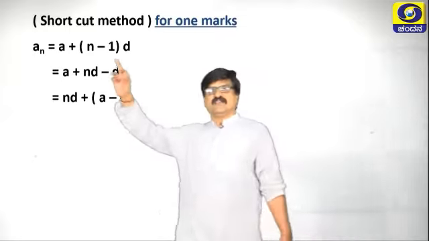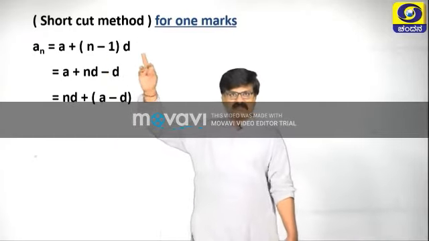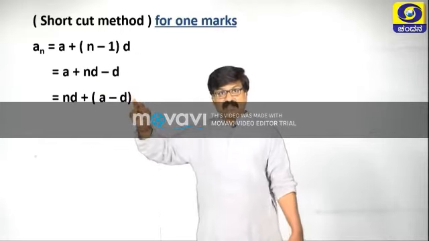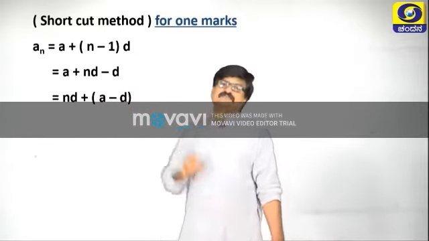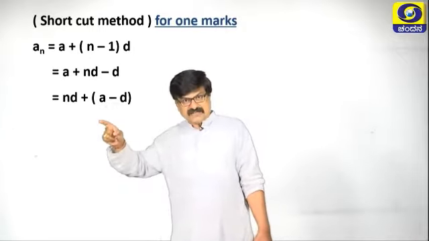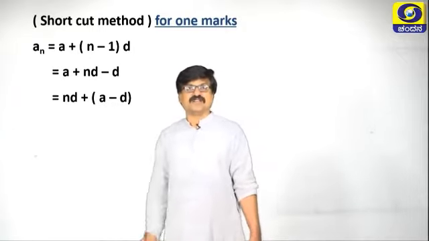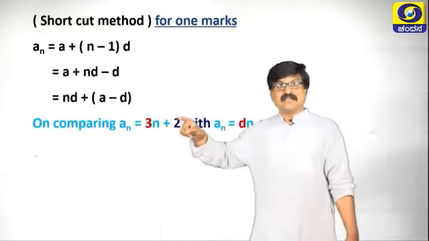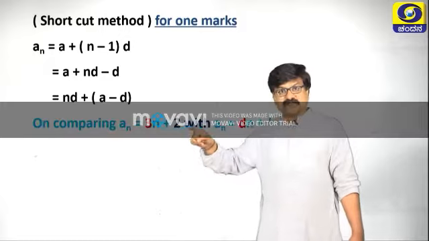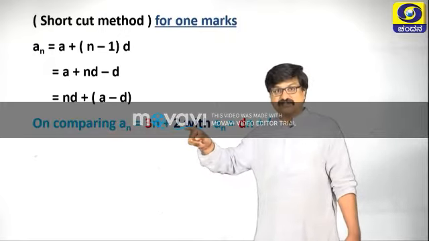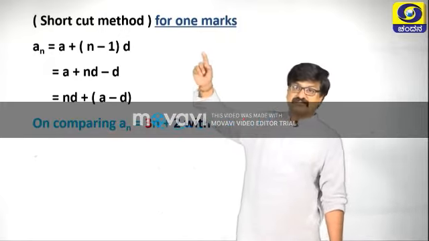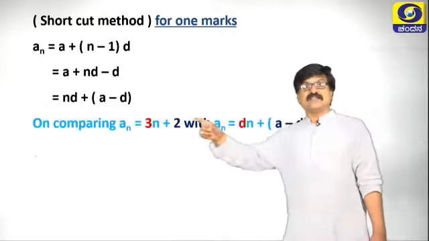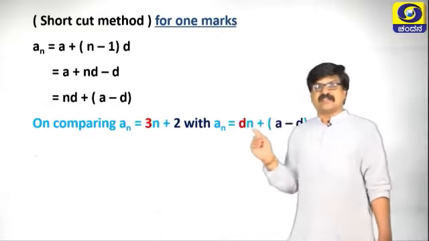You observe this, an is equal to a plus n minus 1 into d. I am just going to rearrange them. Finally, I am writing the same thing in nd plus a minus d form. Why am I writing like this? Let us see the next one. On comparing, an is equal to 3n plus 2, that is a linear equation, with the given example, that is nd plus a minus d.